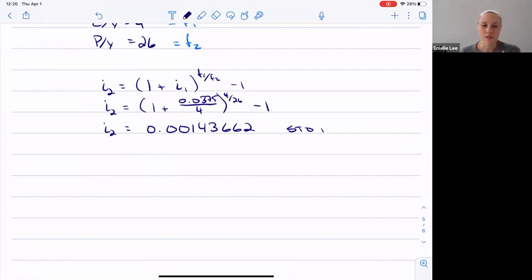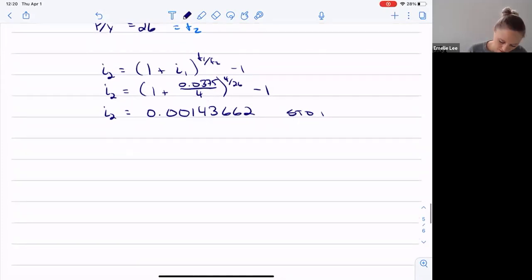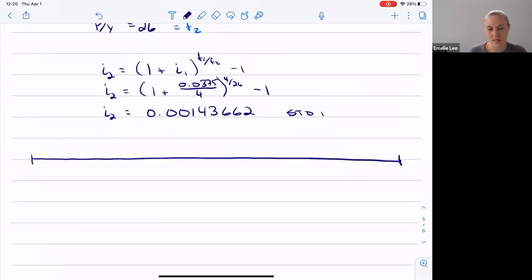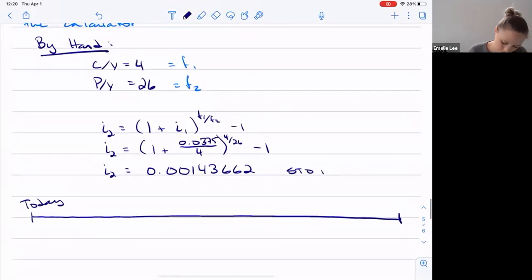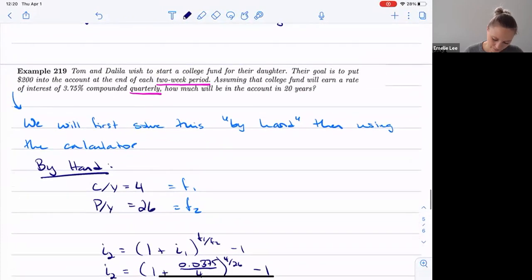Okay, so now I can map this out with a timeline. The timeline is going to stay the same. I still want to ideally see a timeline regardless of whether you're doing it by hand or on a calculator. If you're using the calculator, you don't need to, but it helps you figure out what you need to do.